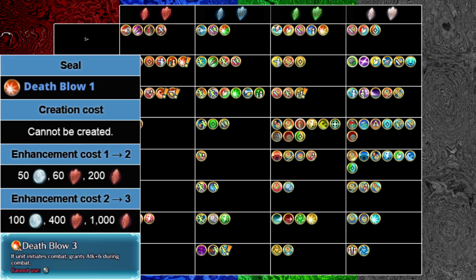And last is Deathblow. I'm pretty sure a lot of people are going to be confused as to why it's not S+. It's mostly because all it does is 6 attack.